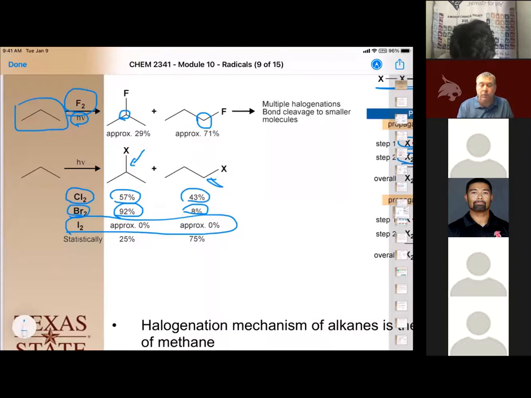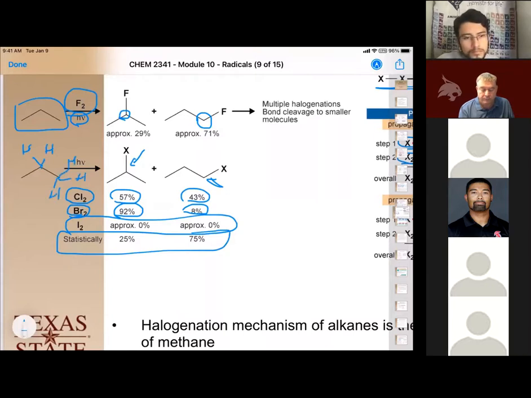So first of all, what should you get? Statistically, there are 2 hydrogens here and 3 hydrogens here. By statistics, you have a 1 in 2 chance of getting a hydrogen abstraction here, and a 1 in 3 chance of getting a hydrogen abstraction here, which means you only have a 25% chance of getting a reaction at that secondary carbon, and a 75% chance of getting it at that primary carbon. So why is it different? Why does it change?